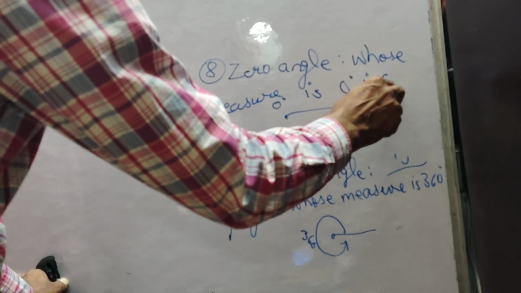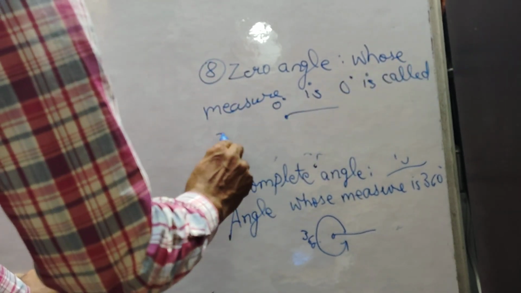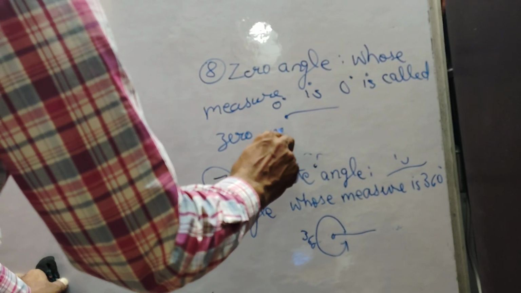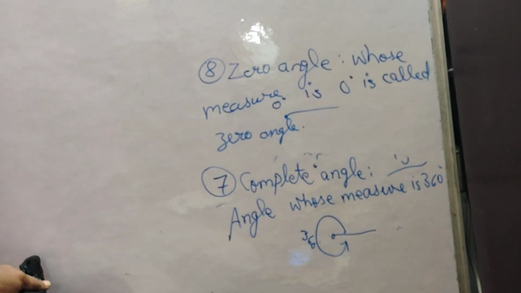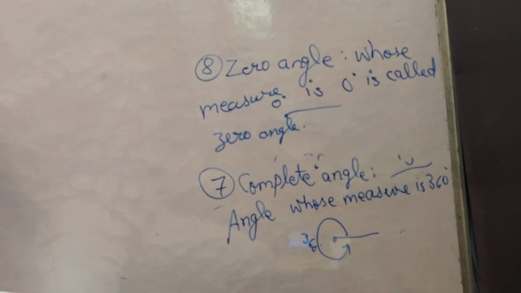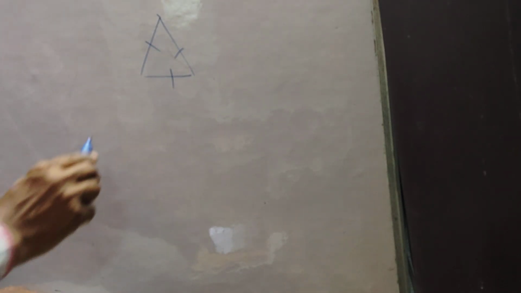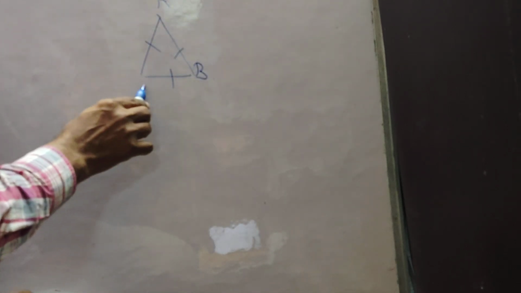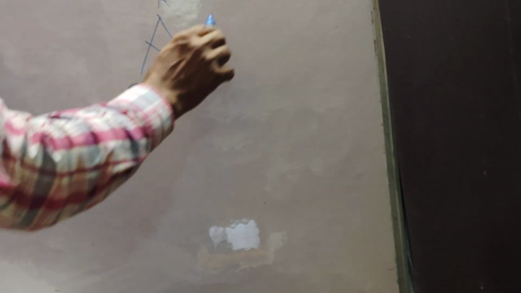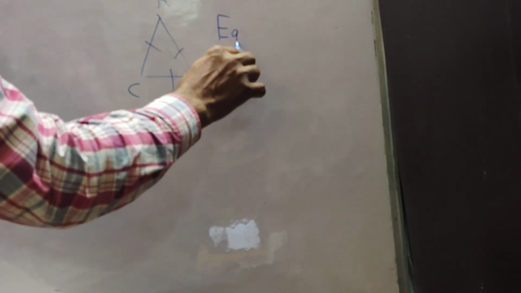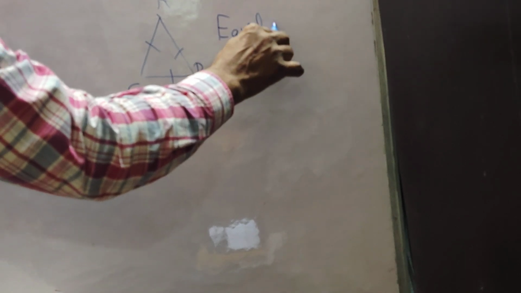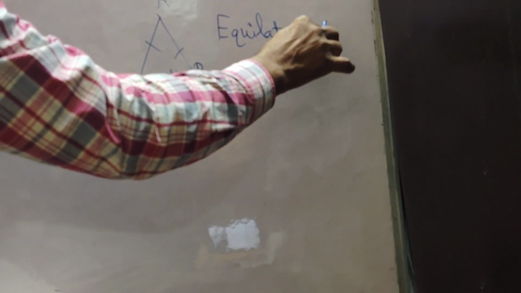This is called zero angle. So these 8 types of angle we have discussed here. First, tell me the name. If all the 3 sides are equal, all the 3 sides of a 3-sided closed figure, its name is equilateral triangle.